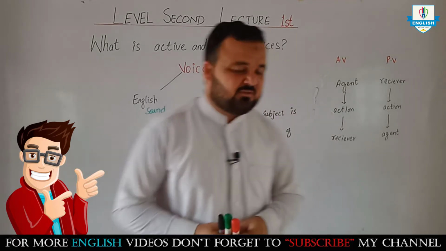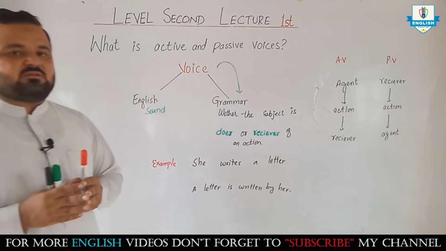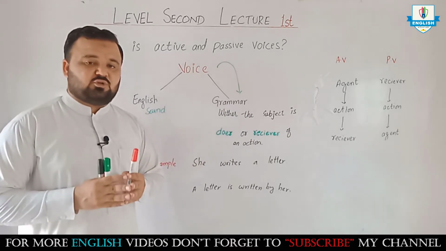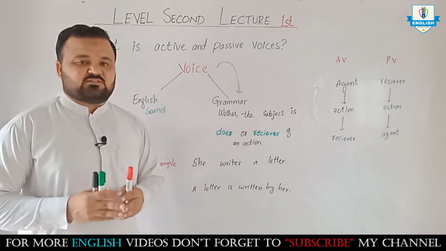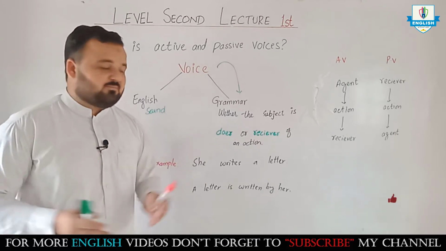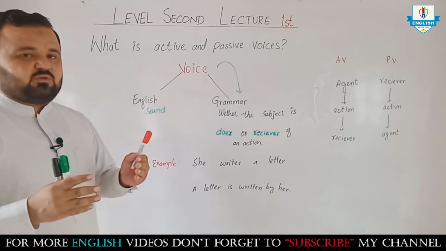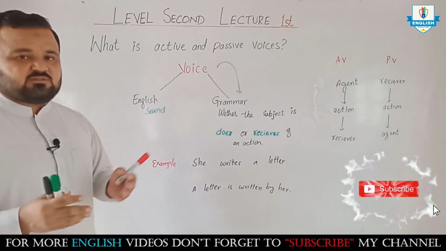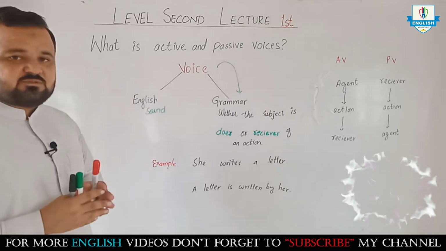So let's begin. Here the question is, what is active and passive voice? असल में active और passive voice है क्या? People know how to change active sentences into passive sentences, but they don't know what it is. कि असल में ये है क्या? So voice means sound. So we are hearing different sounds. Sounds of birds, sounds of humans, sounds of animals. So these are sounds. So voice means sounds.